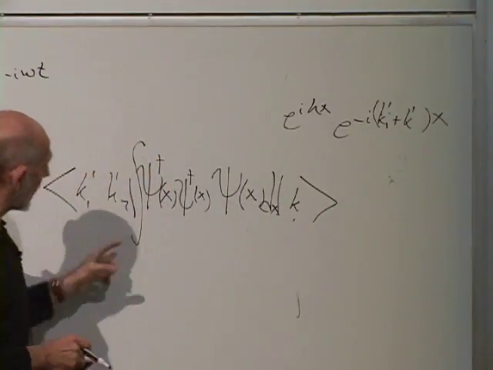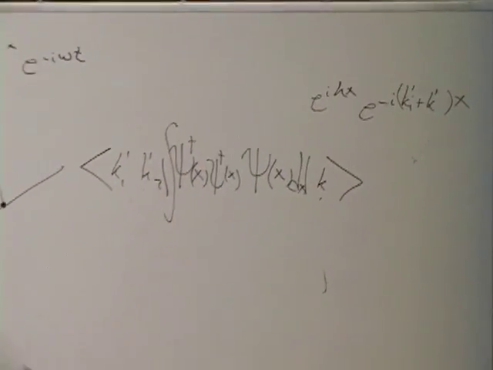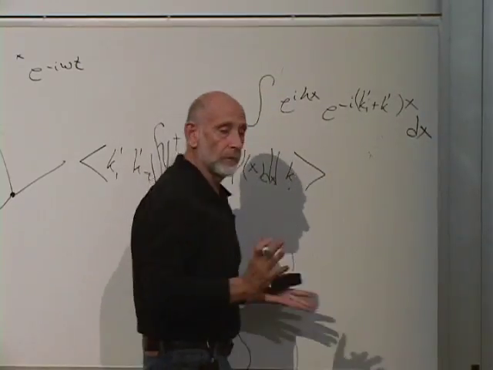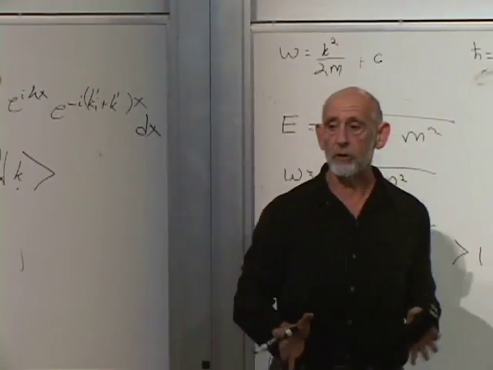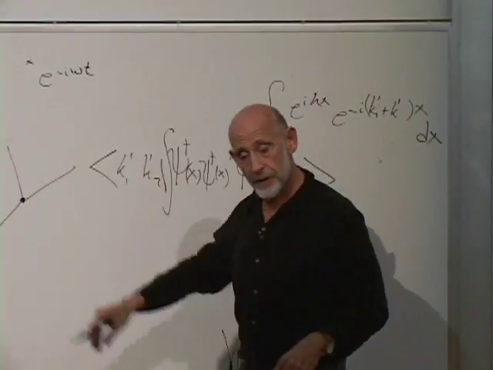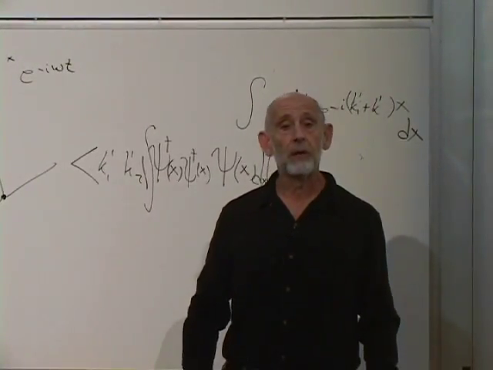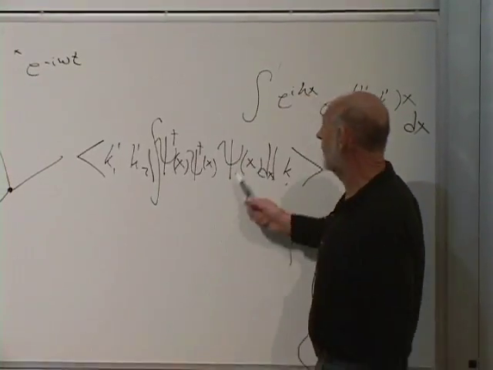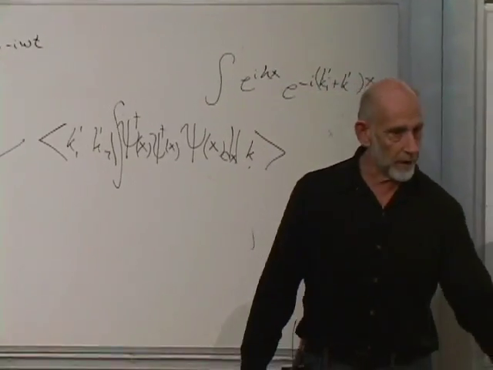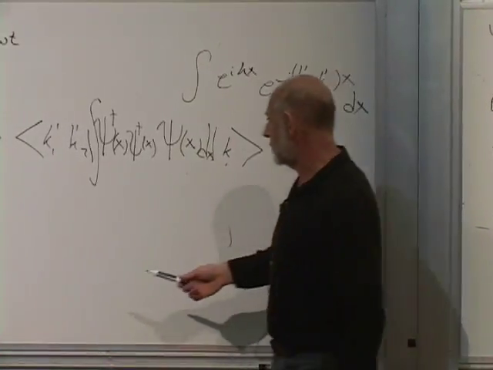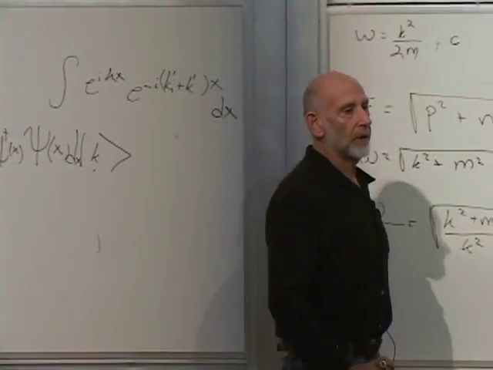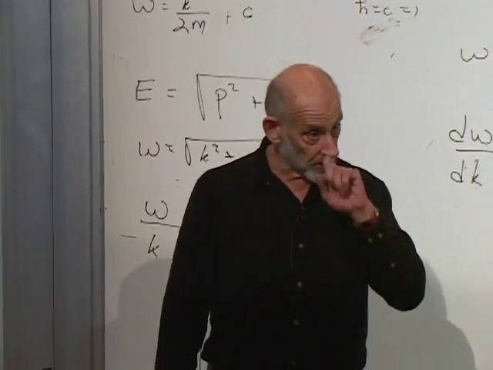This is the amplitude that the process happened at point x. But since x is not a special place, it could happen anywhere, so we integrate it over x. What do we get when we integrate it over x? A delta function of momentum conservation. All right? So if a process can happen with translation invariance in space, then it will conserve momentum. And in fact, it didn't matter how many particles were coming in and going out in this little demonstration. It would work the same way. Translation invariance, or the idea that the process could happen anywhere with equal amplitude, that's momentum conservation. The idea that it can happen with equal probability at any time, that's energy conservation.